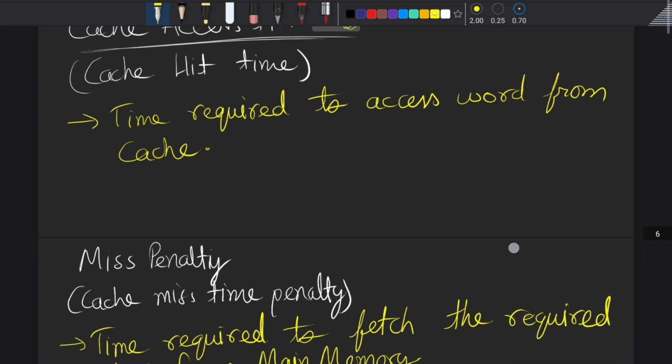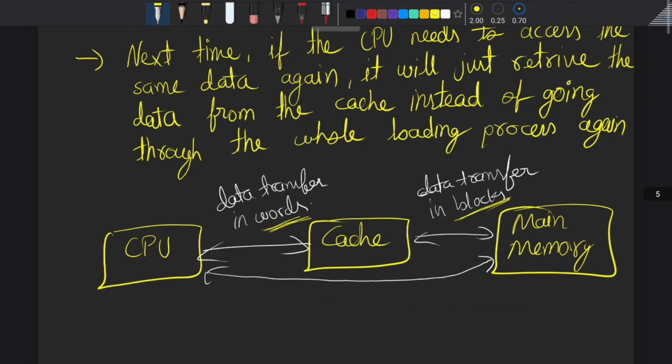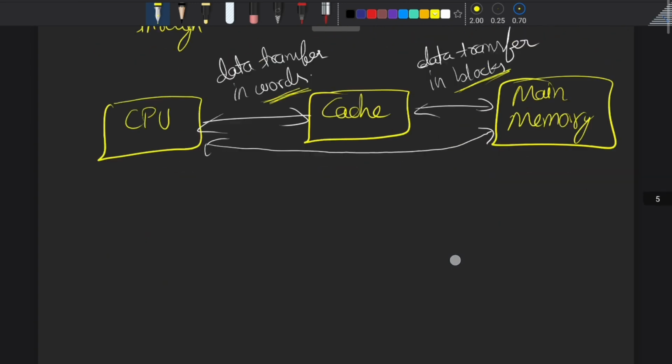Now, what is miss penalty? This term is also known as cache miss penalty. So it is the time required to fetch the required block from the main memory. Pay attention. Here we were discussing word and here we are discussing block. Why? Because we have already said that when the data moves from cache to CPU, it moves in the form of words. But when the data moves from main memory to cache, it moves in the form of blocks.